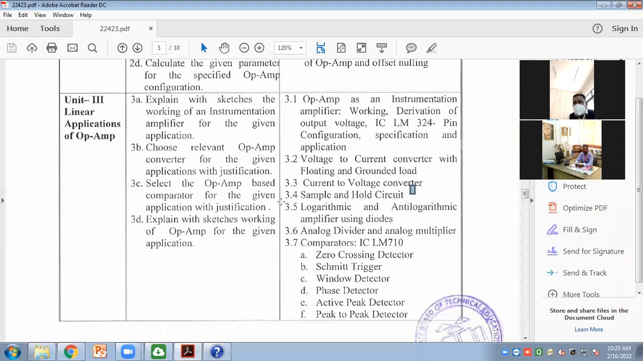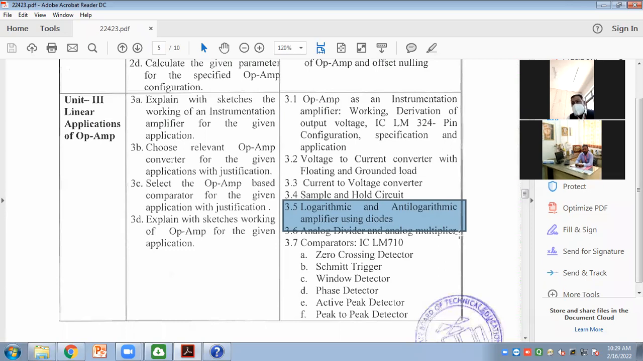Then 3.5, the logarithmic and anti-logarithmic amplifiers using diodes. By using calculators, we can directly find the logarithmic value as well as the anti-logarithmic value of a particular number. But what is the logic inside it? How is the logarithmic value found?